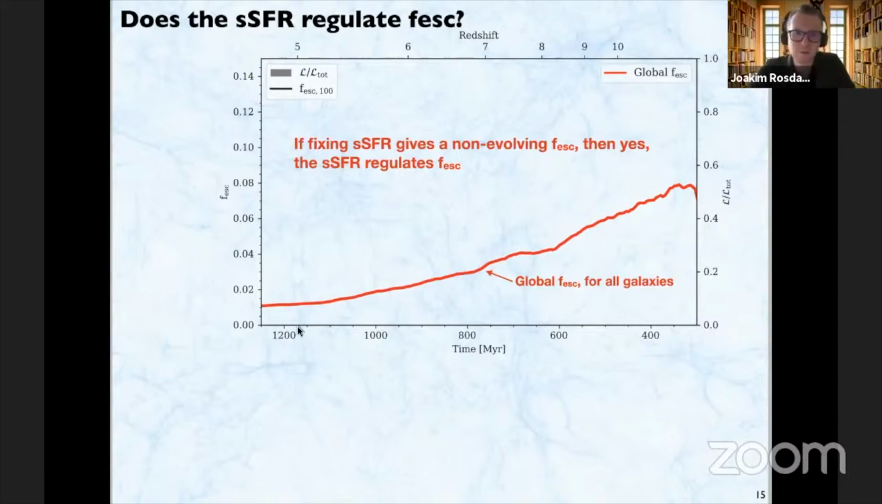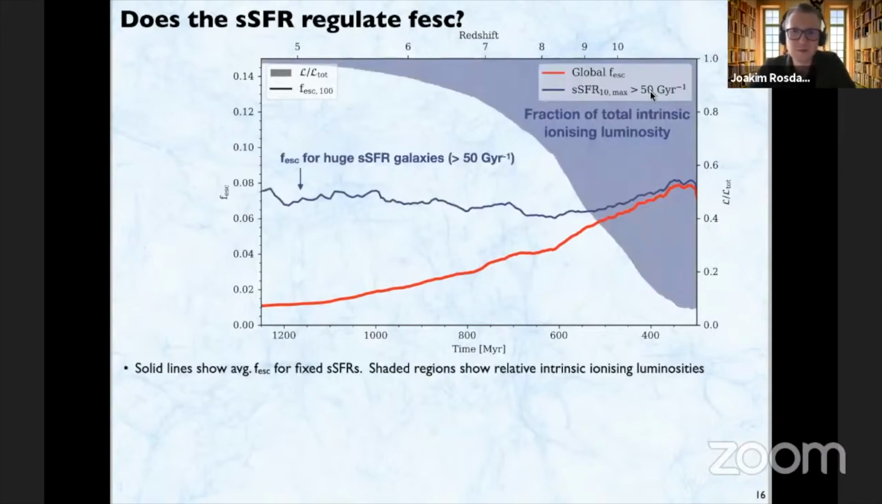Okay, so here is the global escape fraction for all the galaxies in the SPHINX volume. Now we take the galaxies with the highest specific star formation rates. These are enormous specific star formation rates. And if we only take those galaxies, they indeed do have a pretty much constant escape fraction over time. If you look at the shaded region, you find that the relative amount of ionizing luminosity being emitted by these galaxies is decreasing with time.